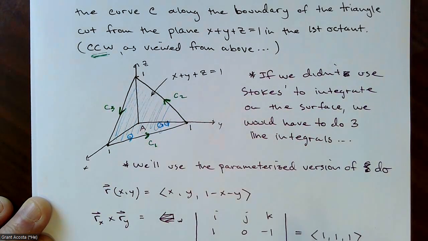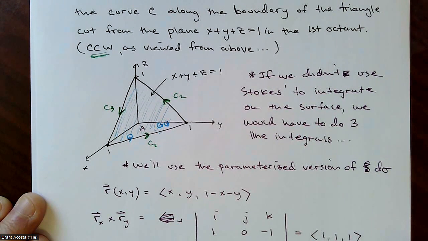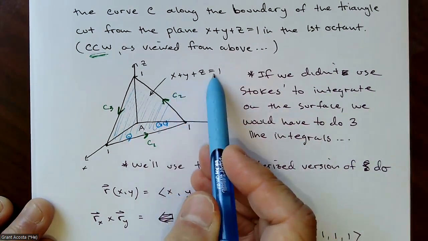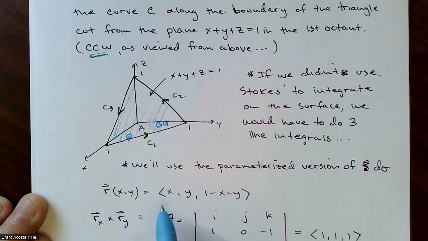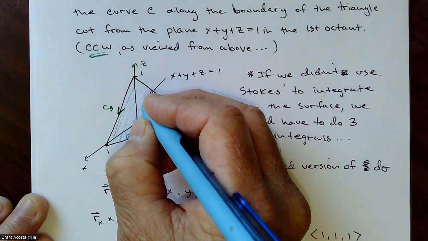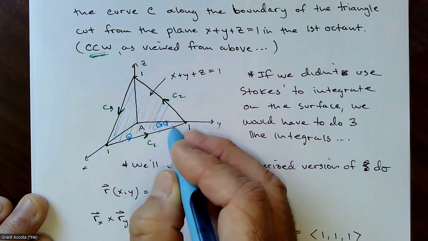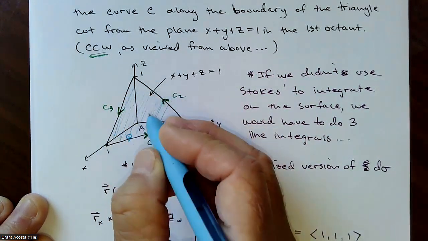So we're going to parameterize. The simplest way it seems to parameterize this plane is to just let x be x, y be y, and z, if you solve for z, is going to be 1 minus x minus y. Now, here's where that subtlety comes in, because I have 2 ways I could do r sub x cross r sub y, or r sub y crossed with r sub x. How do I know which way to do that? Because I want to calculate circulation counterclockwise as opposed to clockwise.